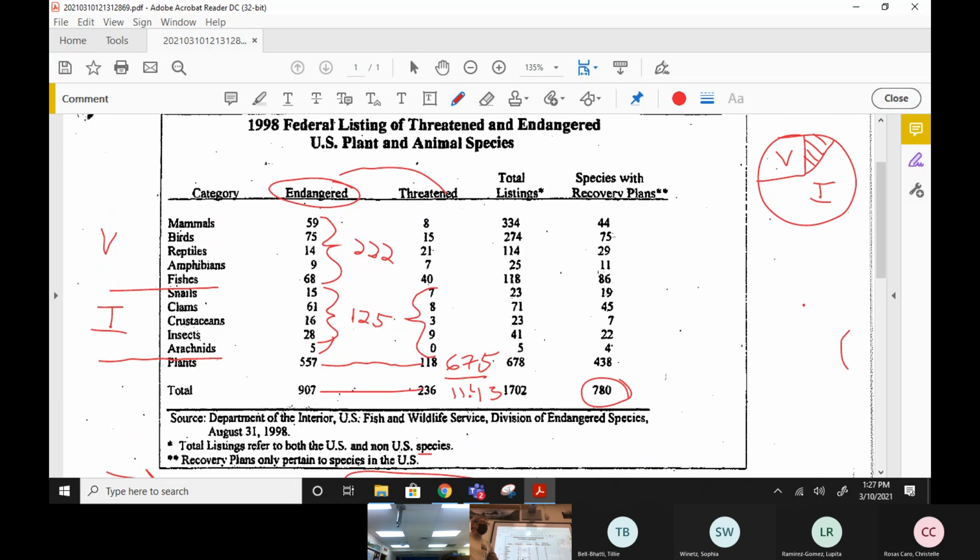How do you find that percentage? 780 divided by 1,143, right? Now, just estimate off the top of your head. What kind of number should that be? Is it more than half? Is 780 more than half or less than half of 1,143? More than half. So your answer needs to be greater than 50%, huh?